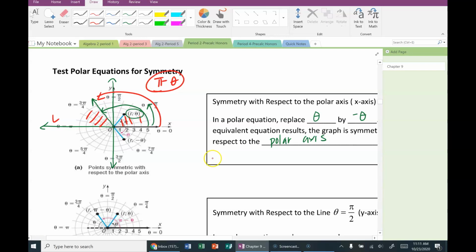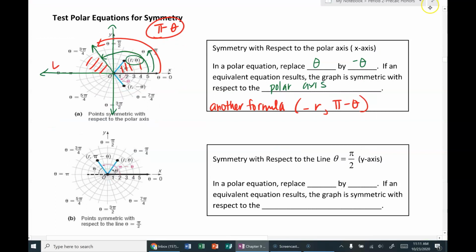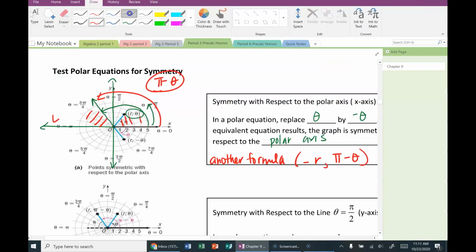So another formula would be negative radius and then pi minus theta. That's another way to test for symmetry with respect to the polar axis. Now, let's go to the next one.